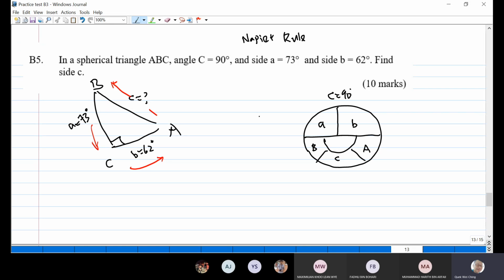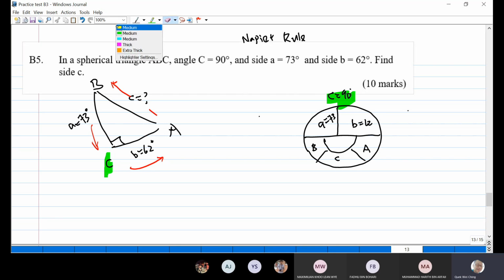So I get Napier's view. How to draw Napier's view? You start from 90 degrees at the center. This is where you start from. Then you go clockwise or anti-clockwise, side, angle, side, right? So you know A is 73, so this is 73 here. And then B is 62, and you want to find side C. So how to do side C here?